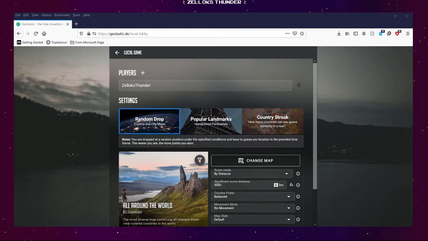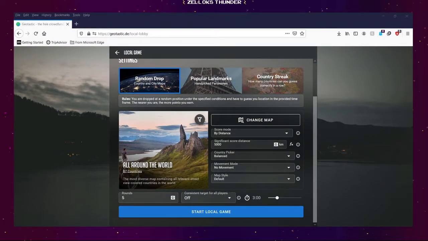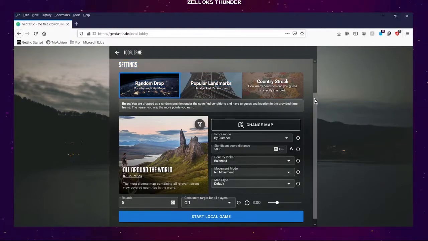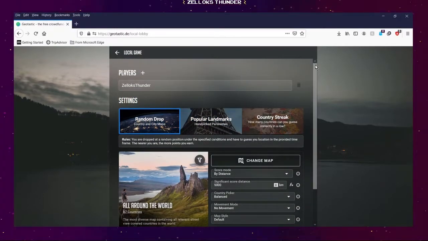It's called Geotastic. I think it's quite new compared to Geoguessr. It's for the most part pretty much the same thing. You got your multiplayer and you're dropping in the middle of somewhere in the world, guessing where you are, moving around, etc. I'm pretty bad at geography, so this is gonna be a wild ride. This is definitely gonna be a mess. It's gonna be embarrassing. A lot of people have been playing it on YouTube. I thought I would give it a try.